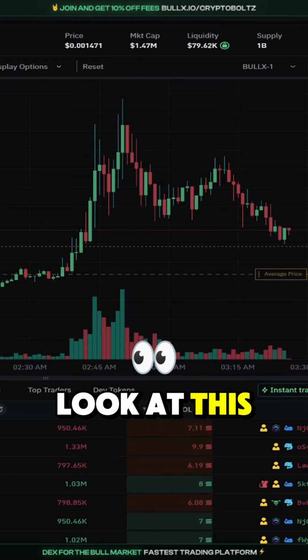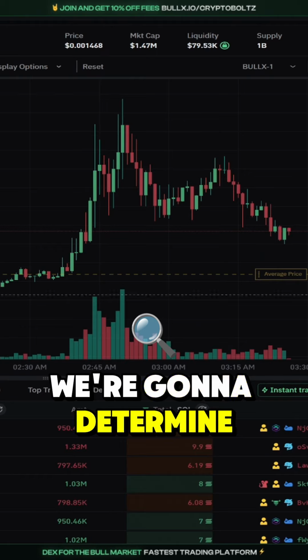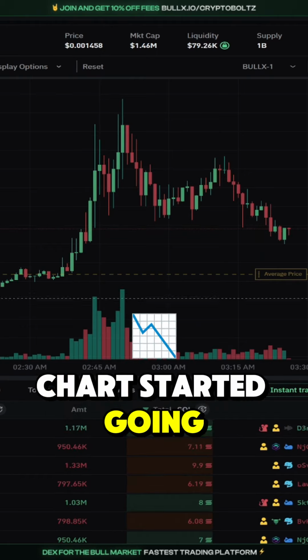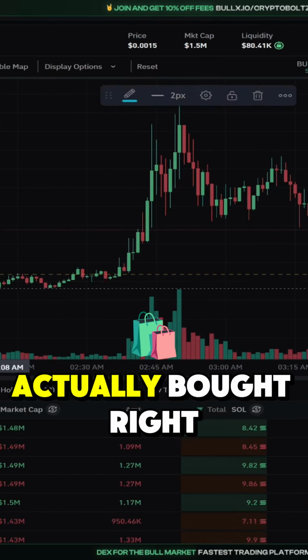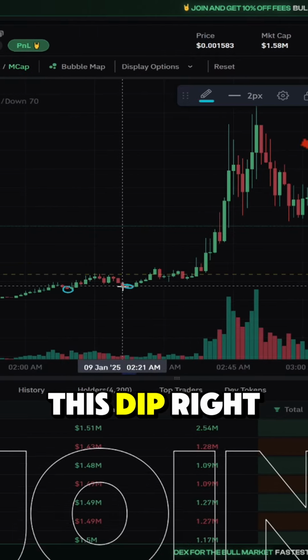Let's take a look at this chart real quick. So what are we doing with this particular chart? We're going to determine exactly when to buy, when to sell. So when this chart started going up here, it started going up. And what we did is we actually bought right here. So we bought on this dip right here, and then we bought back on this dip right here.